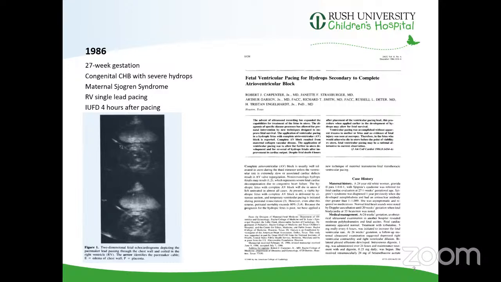So they put a single lead pacing through the mom's abdomen to the uterus, to the fetal thorax, and introduced it to the right ventricle of the fetus. They started pacing at a rate of 120. They had a good capture. Of course, the other end of the lead was connected to an external pacing, and they were able to create that heart rate of 120.